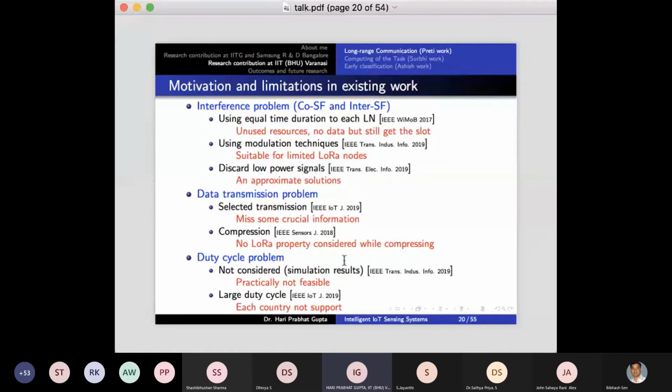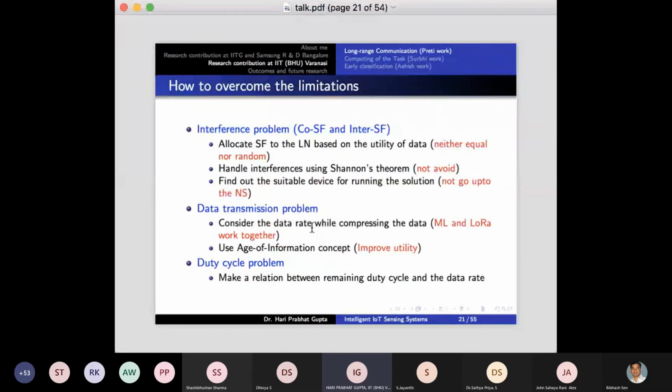The duty cycle problem is also there. Some 2019 papers do not consider the duty cycle. They assume there is no duty cycle, but that is not a practical solution. Another one considers a large duty cycle, which is also not supported. So these are the challenges, how the authors have suggested solutions, and we found the drawbacks in these approaches and propose our solution.